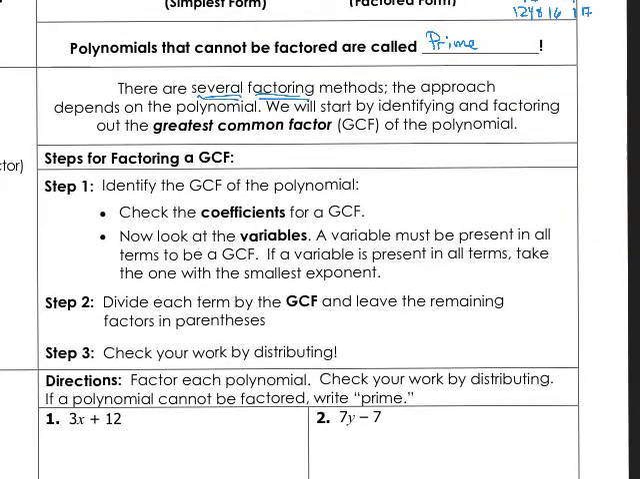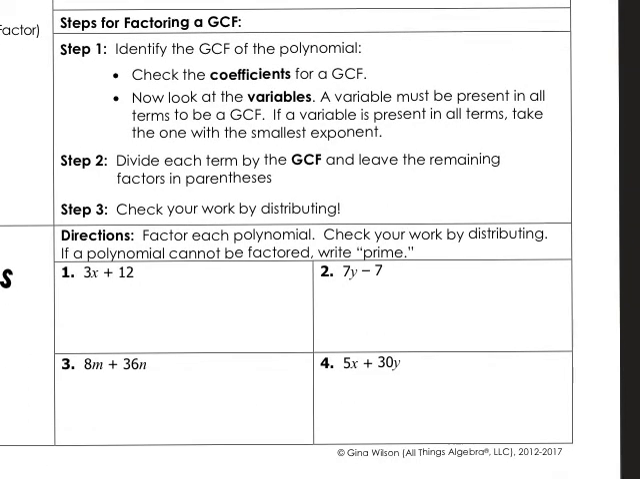Okay. Steps for factoring a GCF polynomial. Check the coefficients, just like we did above. Then look at the variables, looking for duplicates. If a variable is present in all terms, take the one with the smallest exponent. Then divide each term by the GCF, leave the remaining factors in the parentheses, and check your work by distributing. Factor each polynomial, check your work by distributing, and if a polynomial cannot be factored, just write the word prime.